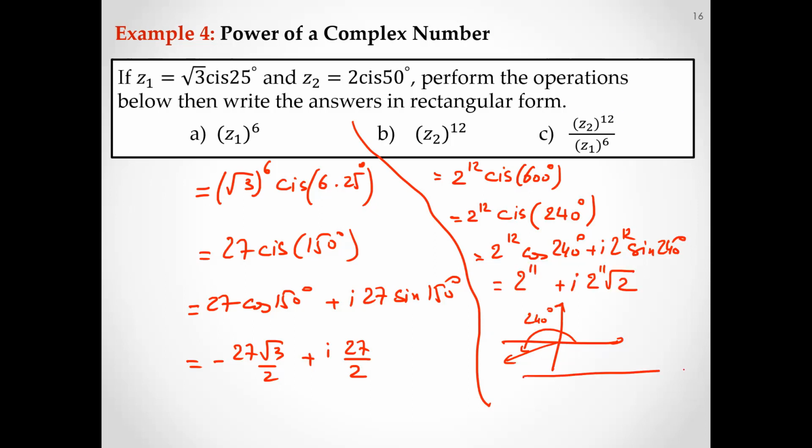Z2 power 12 over Z1 power 6 is nothing else than 2 power 12 CIS 240 over 27 CIS 150. So it's 2^12 over 27 CIS 90 degrees. What did we say about CIS 90 degrees? Cosine 90 plus I sine 90. If you compute it, it gives you 0 plus I, which is I. So this is 2 to the power 12 over 27 times I.